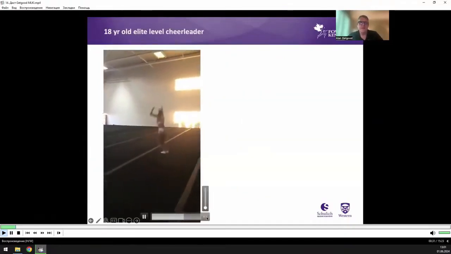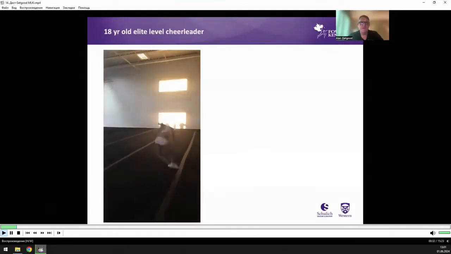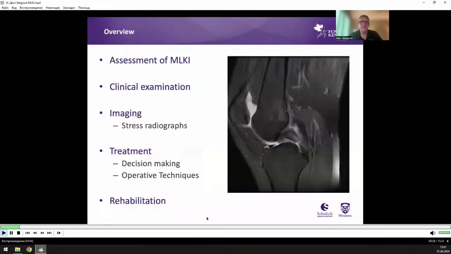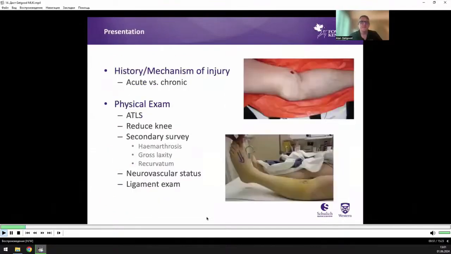So if we see a patient like this, a young 18-year-old girl, a cheerleader, who has this injury, the question is, what is the best approach to manage her left knee injury? For the next 10 minutes, I'm going to be discussing the assessment of the multi-ligament knee injury, clinical examination, imaging, treatment decision-making and operative techniques, and then rehabilitation.